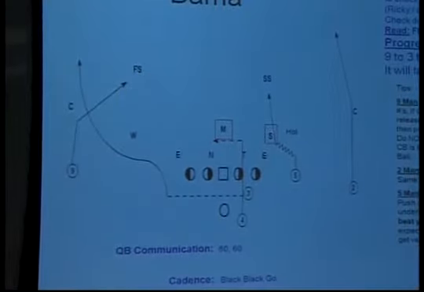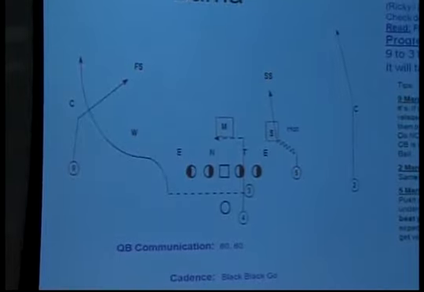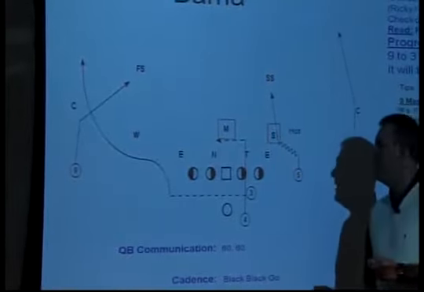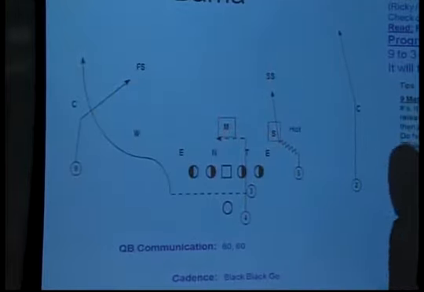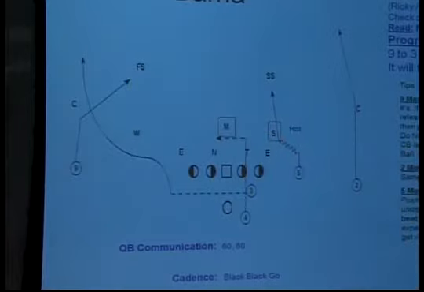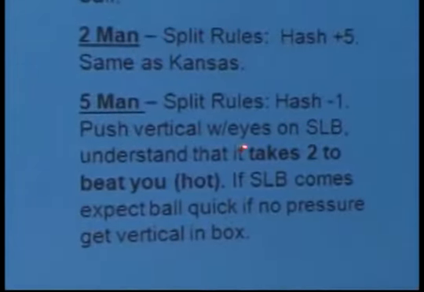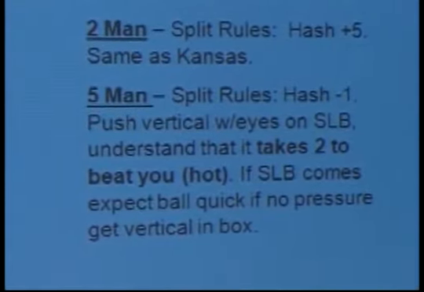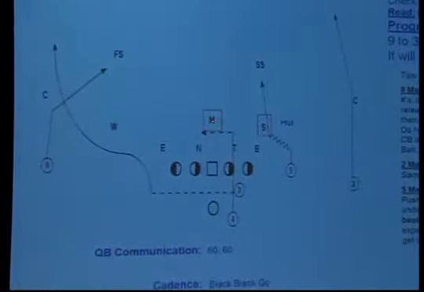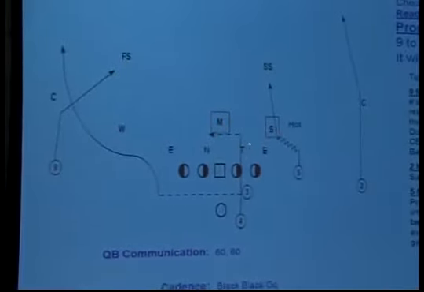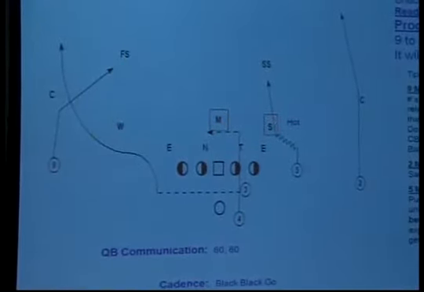All right? 5-man. 5-man's got to also understand he is looking Sam linebacker to Mike linebacker. If the Sam comes and the Mike come, then I know right now I'm getting the football. So as I come off the ball, my alignment is, and you can see 5-man split rules, he's -1 from the hash. He's going to push vertical with the eyes on the Sam. Understand, not just Sam, but you also got to at least have peripheral vision enough to know that Mike's coming. If Mike doesn't come and Sam does, we're still safe. The key is if Sam comes and Mike comes, it's when you're getting the football.